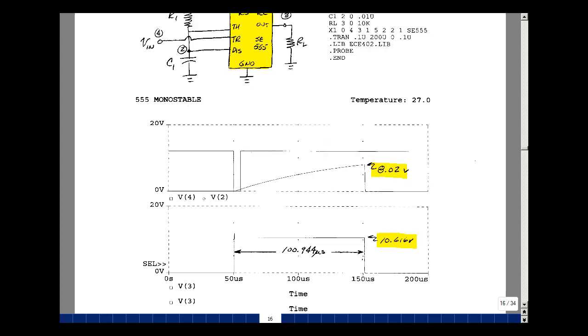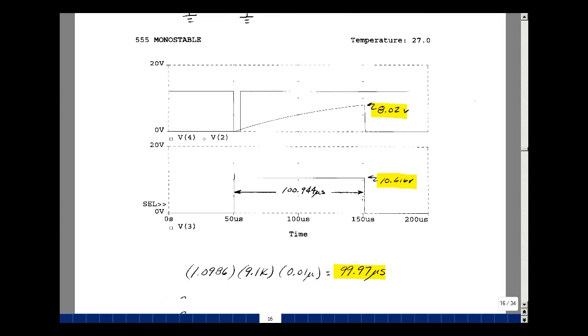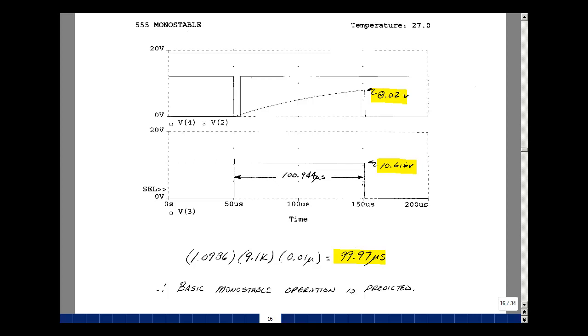And then the pulse width here, we can see comes up, actually overshoots and rings a little bit, and then comes back down again and goes to 10.616. And again, I'm using a 12 volt power supply. We'll compare this to the data sheet and we'll see how close we are. But at least for our initial calculation here, let's calculate the natural log of 3 times R1C1, and that turned out to be 99.97 microseconds, and we're reading 100.944 microseconds.